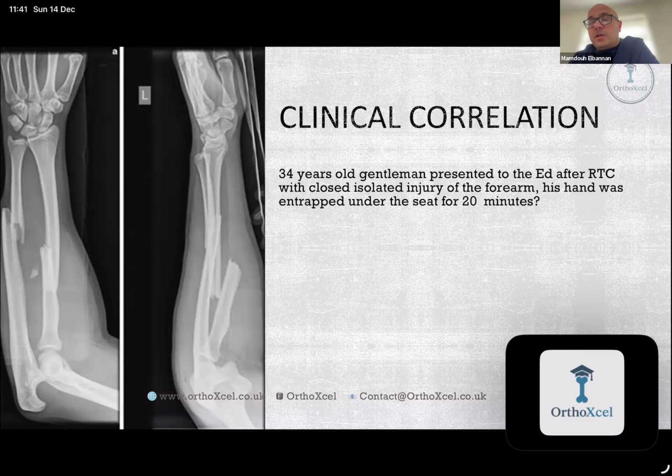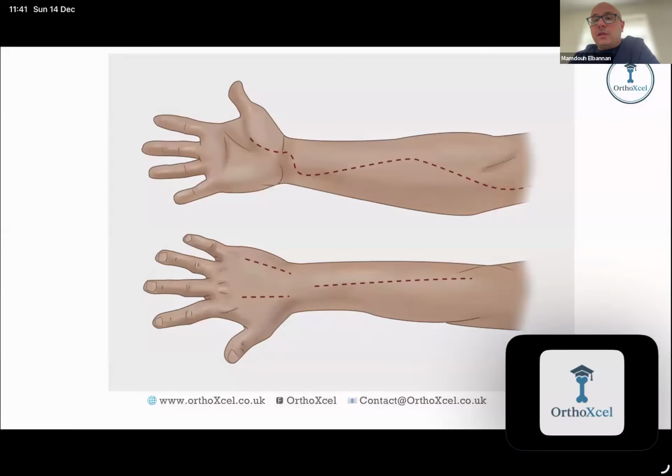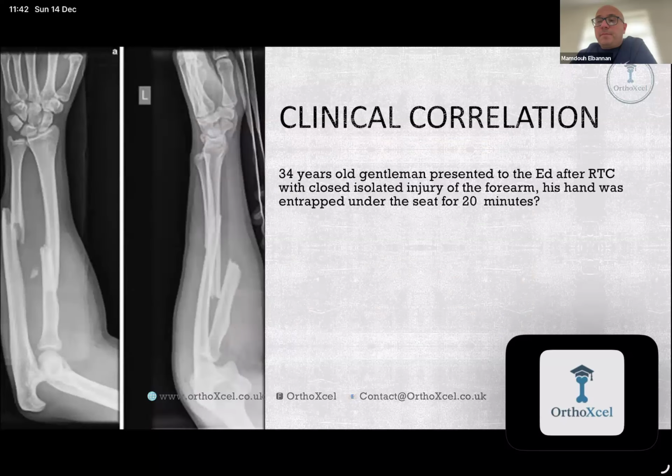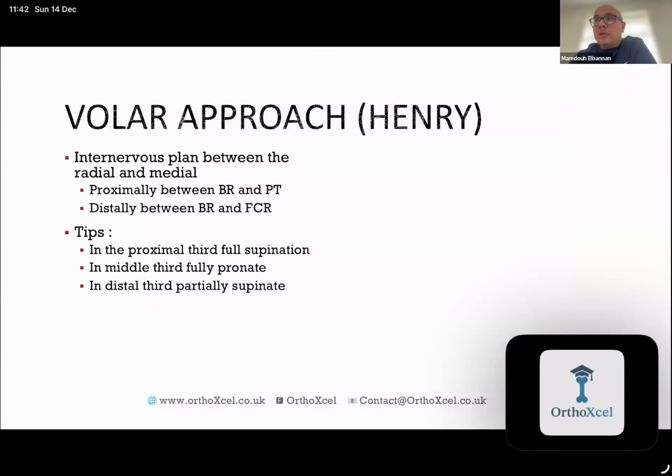Okay, you're the operating surgeon. You took the patient to theater. What will you do? What's your approach? My approach here is the Volar-Henry approach. I'm talking about Wales. I wasn't as lucky as my colleagues who had the chance to interview in England, to know more about the England interview. But in Wales, it's limited time. So they will ask you, what do you know about the Volar approach, the Henry approach?